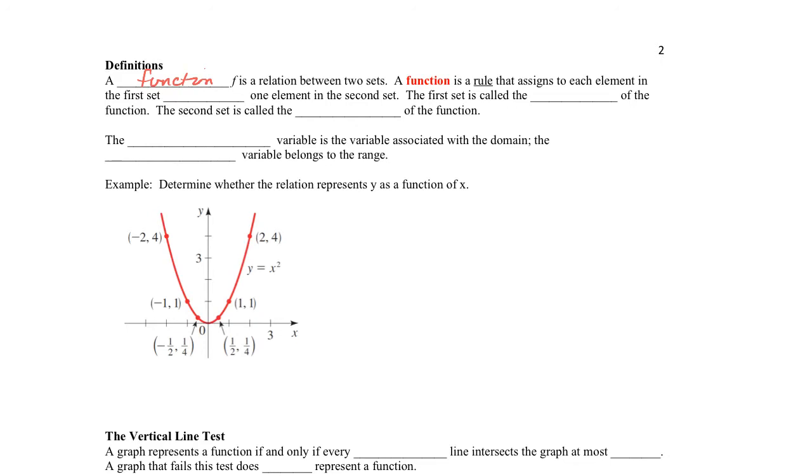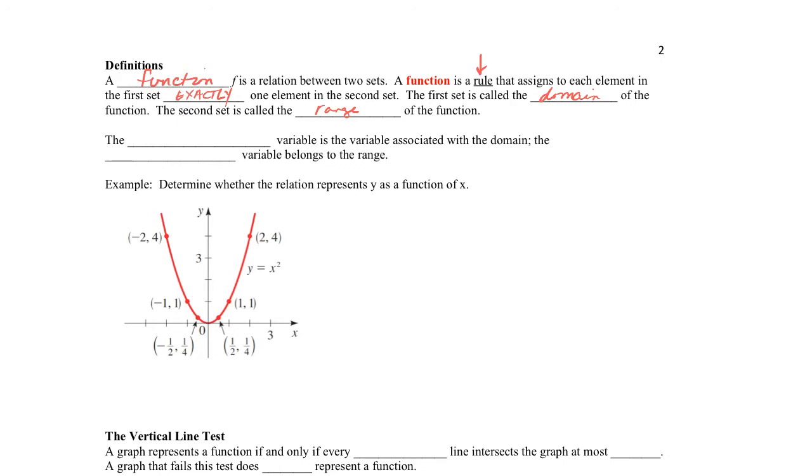So a function is just a rule. A function sounds like it's something really fancy, and it's really not. It's just a rule that assigns each element in the first set exactly one element in the second set. The first set is what we call the domain of the function, and the second set is called the range of the function. Remember, domain are x values, range are y values.